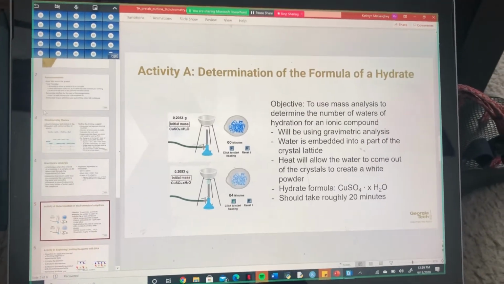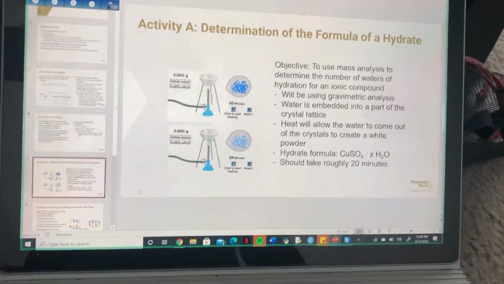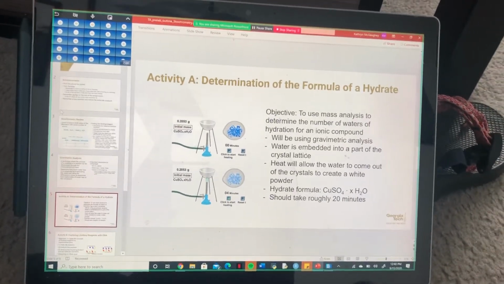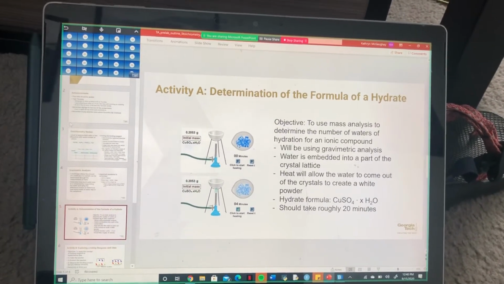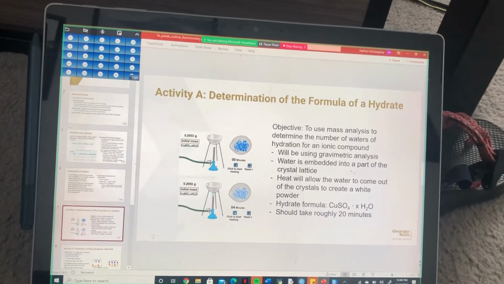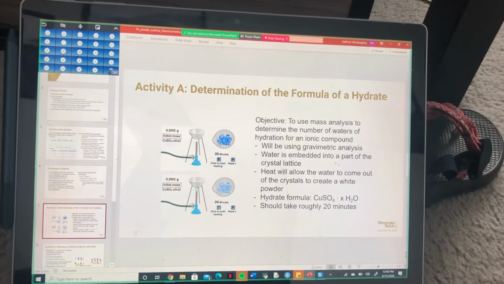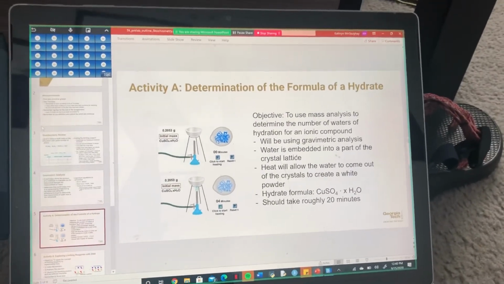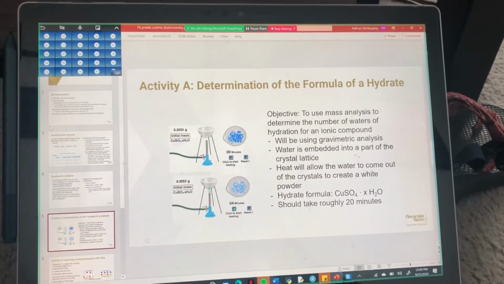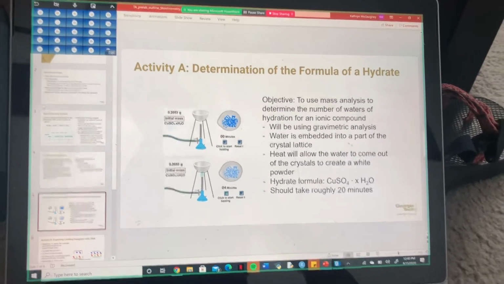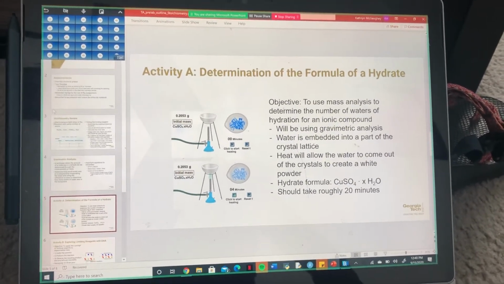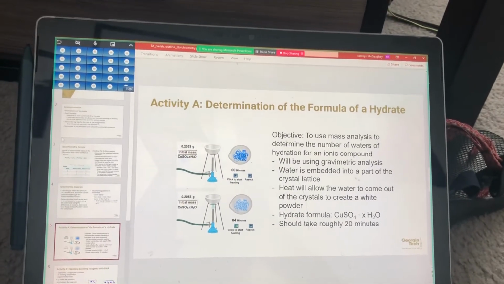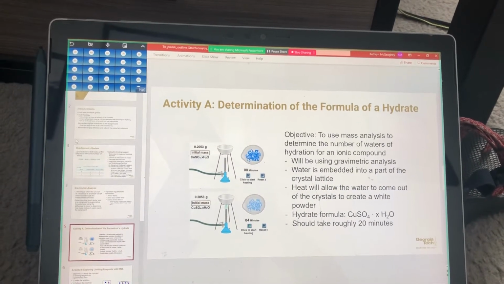All right, for this lab, the first activity is going to be determination of the formula of a hydrate. The objective will be to use mass analysis to determine the number of waters of hydration for an ionic compound. For this, you'll be using gravimetric analysis. The water is embedded into part of the crystal lattice, and then the heat will allow the water to come out of the crystals to create a white powder.